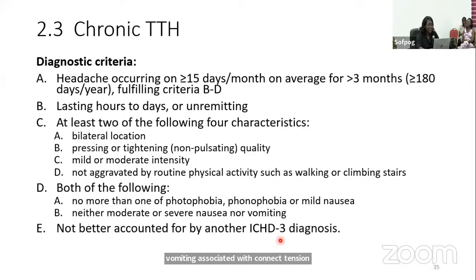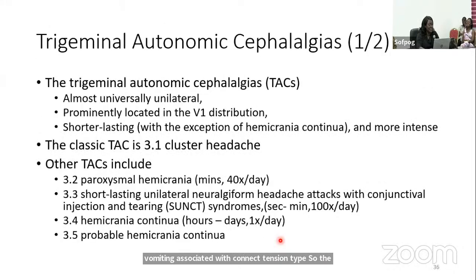So the third group will be trigeminal autonomic cephalgias. And this is actually quite common. It is usually, almost always, a unilateral headache. It is prominent in the first division of the trigeminal nerve, so the V1 distribution, that's where you have this headache. And it is characterized by the fact that these headaches are shorter acting, except hemicrania continua that can go on for some days.